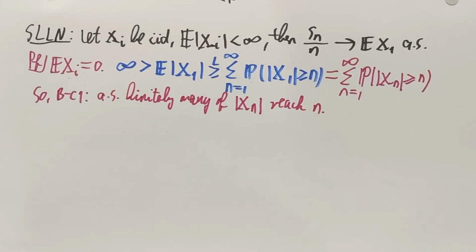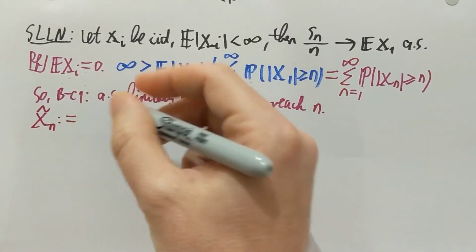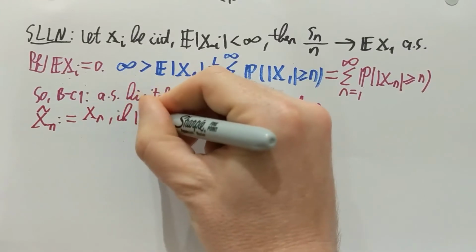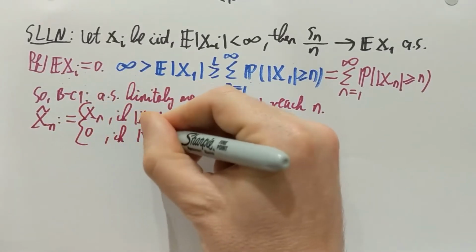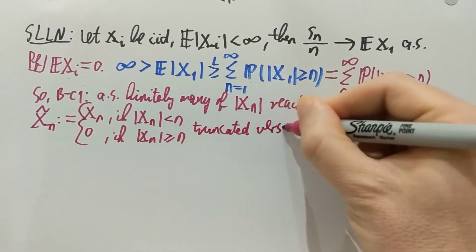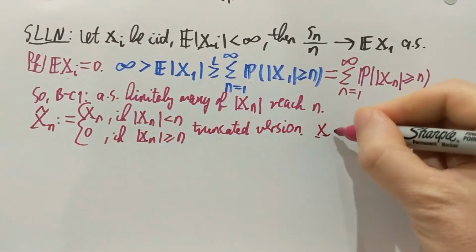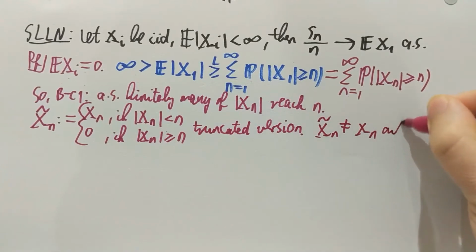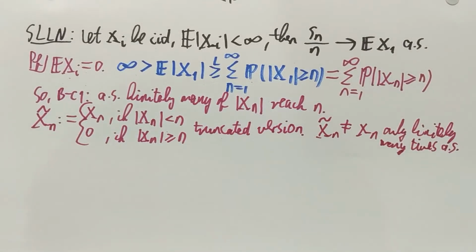Okay, and therefore we're going to cut the random variables Xn. So Xn tilde, I'm going to define that as Xn if mod Xn is less than n, and I'm just going to cut it down to 0 otherwise, if mod Xn is at least n. So this is a truncated version. What the Borel-Cantelli argument says is that Xn tilde differs from Xn only finitely many times, almost surely. Almost surely, there is a cut actually happening only finitely many times. That's the Borel-Cantelli statement.